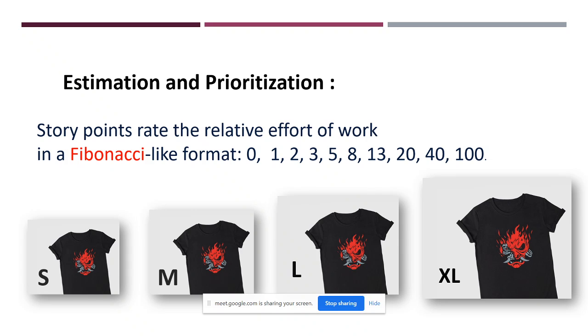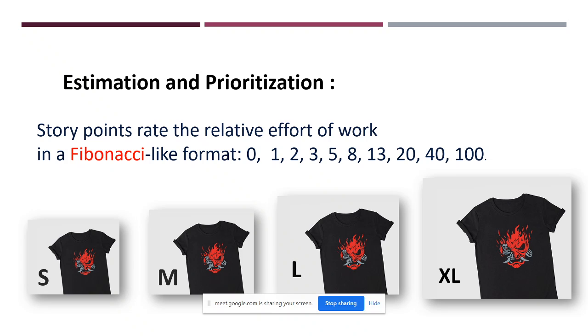Different estimation techniques are there. Ideally we follow the Fibonacci series: 0, 1, 1, 2, 3, 5, 8, 13, 20, 40, 100. Maybe this user story takes 1 point, or this user story may take 2 points, or this user story may take 3 points. So it indicates how big that feature or task is. Don't relate these points to working hours, like thinking 1 point means 1 day's work, or 2 points means 2 days' work, or 3 points means 3 days' work.